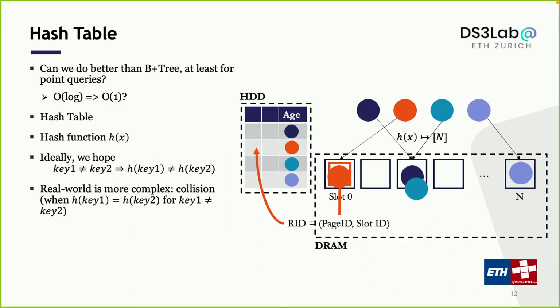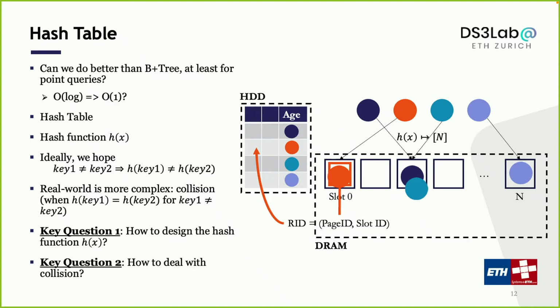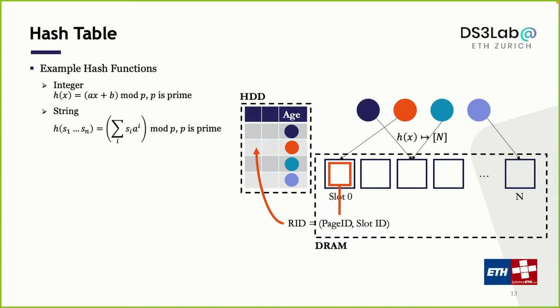Once you have this, there are two fundamental questions that we need to understand to actually build this. The first question is how to define the hash function. Given an x, how can we map it to a hash value, to a slot? And the second question is, whenever two different objects are hashed into the same slot, what should we do? How can we deal with that?